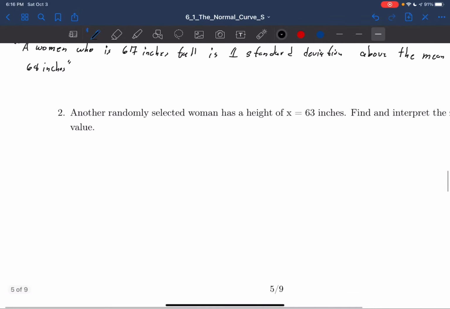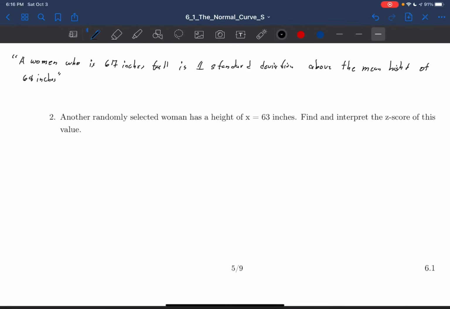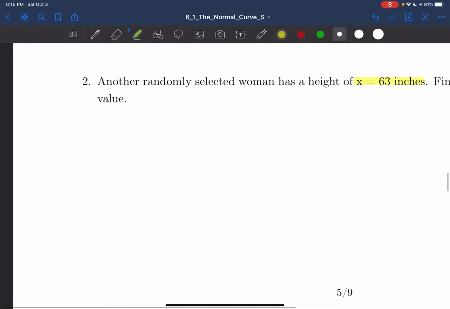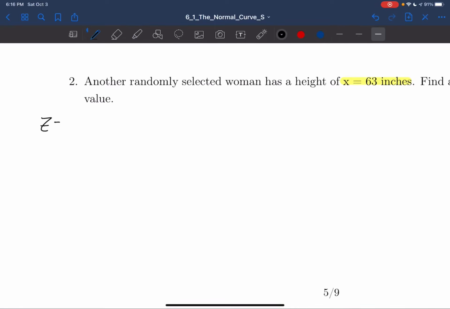How about this one? Another randomly selected woman has a height now of 63 inches. We want to find and interpret the z-score of this value. Here, z is x minus mu over sigma, which is 63 minus 64 over 3, because the mean here is 64 and the standard deviation is 3. And this gives a value of negative 0.33.